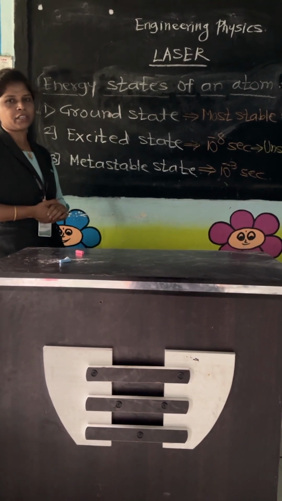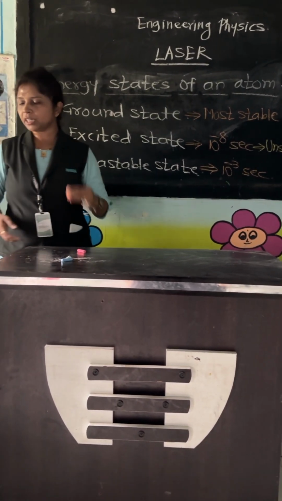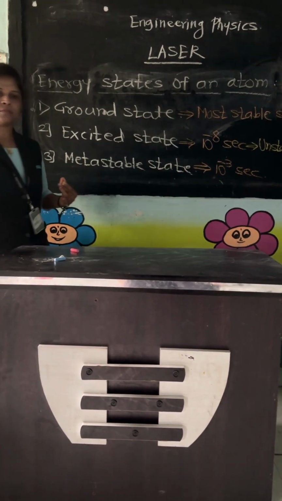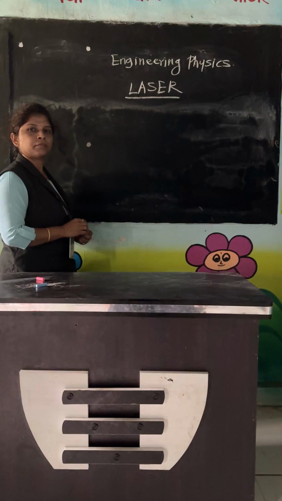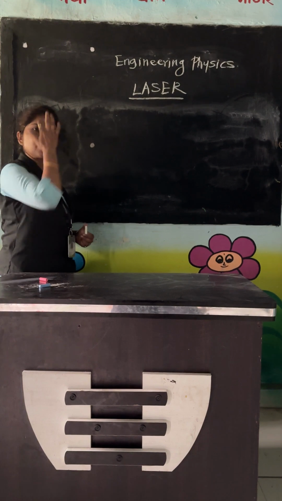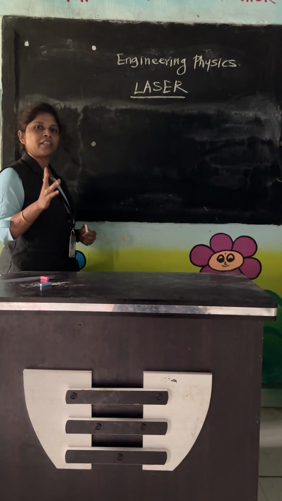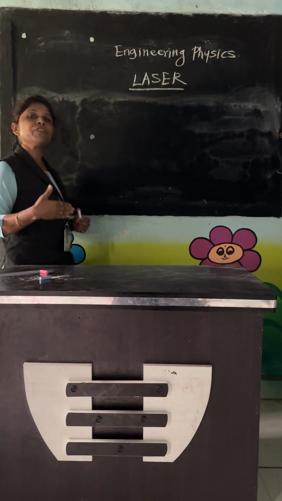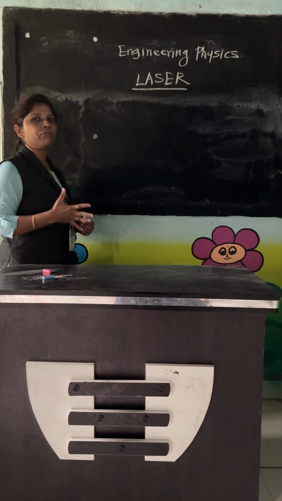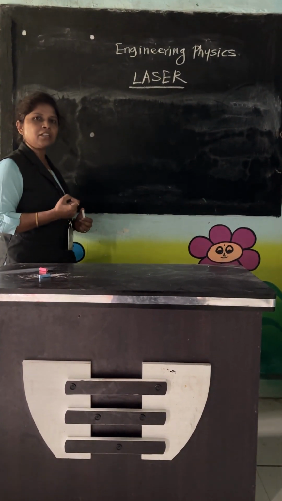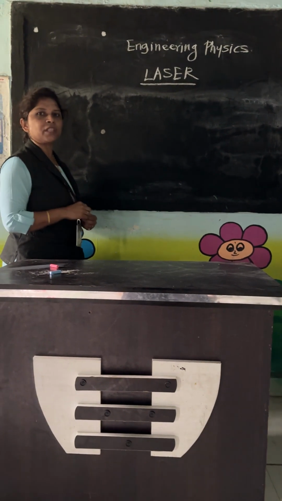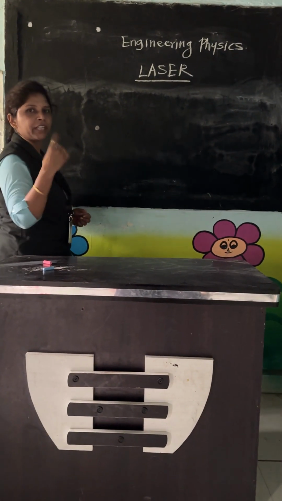Clear? Okay. Let's start the next topic. Next, basic terms. Now, let's start the next topic of the laser, and that one is the process. There are 2 processes: emission of radiation and absorption of radiation. Now, let's see them one by one. First one is absorption of radiation.